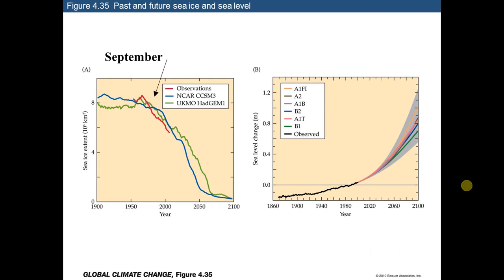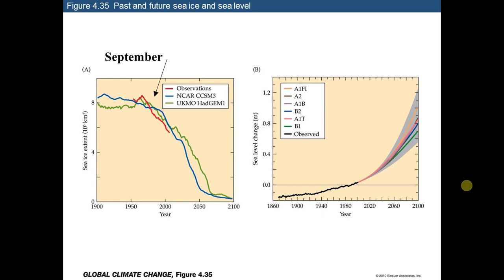So, let's talk about some more variables that we can predict using global climate models. We could talk about September Arctic sea ice extent as well as sea level rise. So here's figure 4.35 from the book. On the left, so first of all, just focus on the left. That's dealing with sea ice extent.